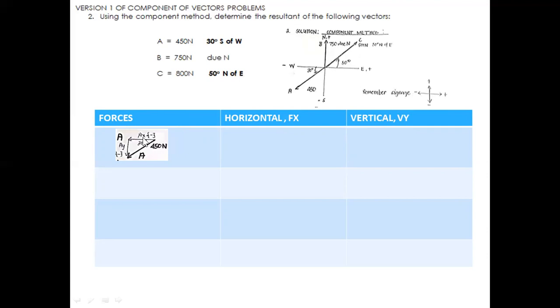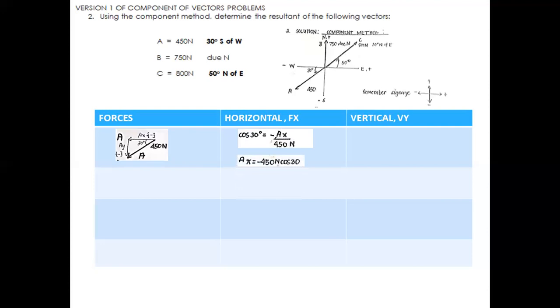To determine the horizontal force AX, since this is an adjacent and we are given the hypotenuse A as 450 newtons, cosine 30 degrees is equal to negative AX all over 450 newtons. To bring out AX, we cross multiply 450 to cosine 30 and multiply both sides of the equation by negative 1. So AX is equal to negative 450 newtons cosine 30 degrees.